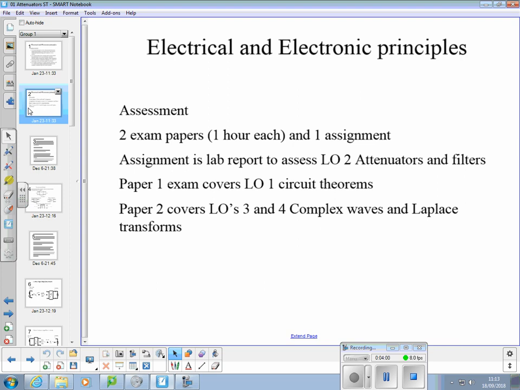Then in the second semester, we'll spend 12 weeks doing the teaching around complex waveforms and the Laplace transforms, for an examination in the 3 exam weeks towards the end of May, beginning of June. Okay, so that's the overall plan for this module, how it all fits into the year.